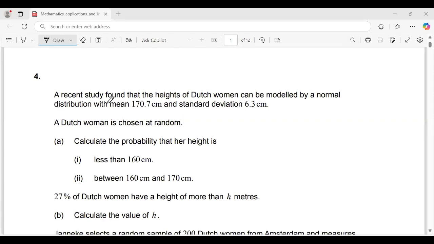Number 4, a recent study found that the height of Dutch women can be modeled by a normal distribution with mean 170.7 centimeters and standard deviation 6.3 centimeters. A Dutch woman is chosen at random, calculate the probability that her height is less than 160 centimeters, between 160 centimeters and 170 centimeters.